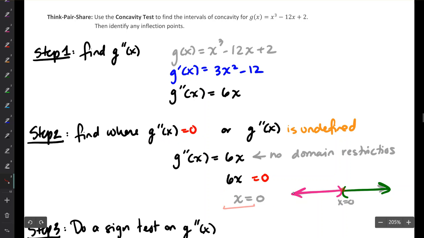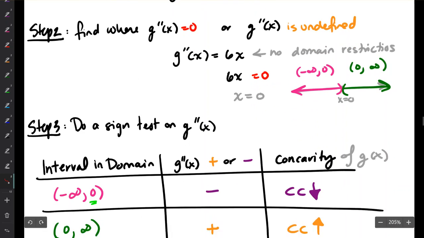So that divides up my domain into minus infinity to 0 and 0 to infinity. There's only one of two choices for x values in the pink interval. The second derivative is either going to be positive or negative, and for x values in the green interval, the second derivative is either going to be positive or negative. So we're going to go ahead and do a sign test on the second derivative.